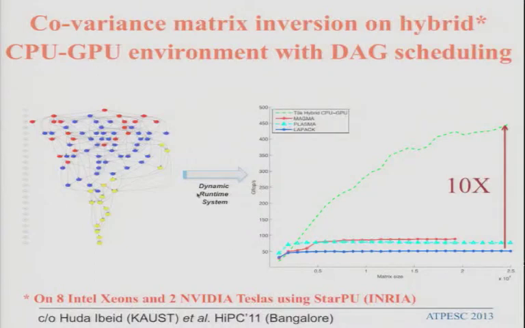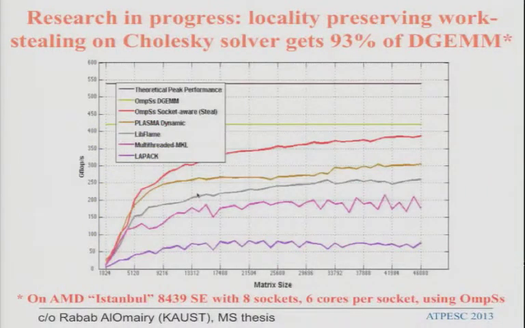Another idea is to do work stealing within a local memory basin. You don't want to spoil locality by moving things around too far. But again, and this is on an AMD Istanbul with 8 sockets, 6 cores per socket, using Barcelona's OmpSs. And here you see the peak for that hardware, the theoretical peak. Here you see DGEMM, which is pretty much the operational peak, makes good use of the available bandwidth. Here's LAPACK. Here's a variety of other adaptive architectural things. And here is work stealing within a local socket, not across sockets, but just energy efficient work stealing.